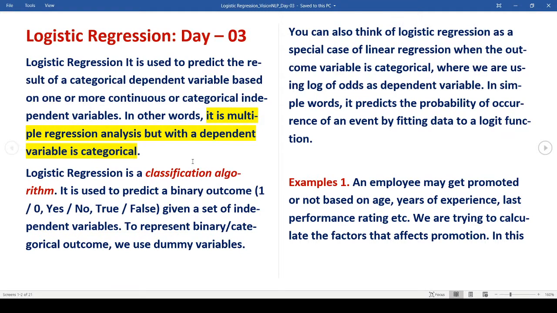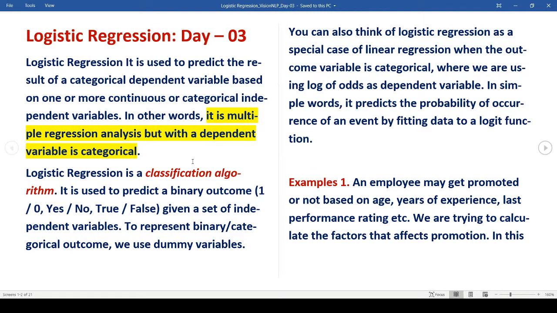And we might have a lot of categorical values. We have to convert them into 0 and 1, and then we can do our modeling and our analysis. I will explain each and everything in detail. So, to represent binary and categorical outcomes, we use dummy variables. As I told you, dummification and label encoder are the techniques where we can change our categorical values to numerical values.